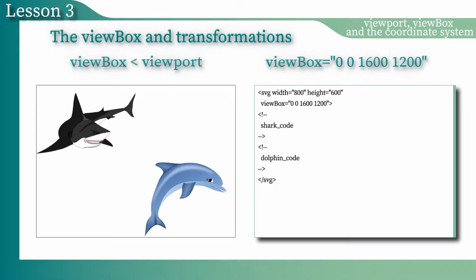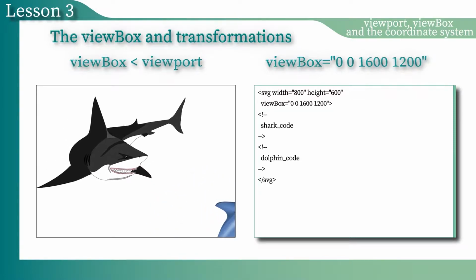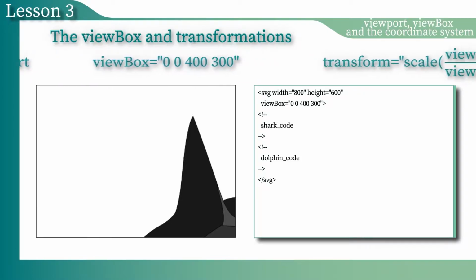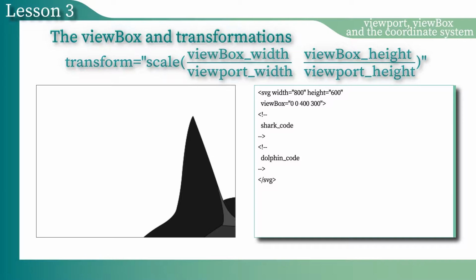If the viewBox is smaller than the viewport, the user agent will increase the size of the viewBox and the size of the local coordinate system with its content, until the viewBox completely fits into the viewport. We could consider this process as applying a transform scale function to our bound layers.